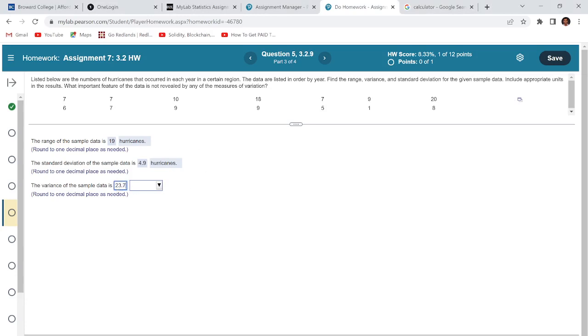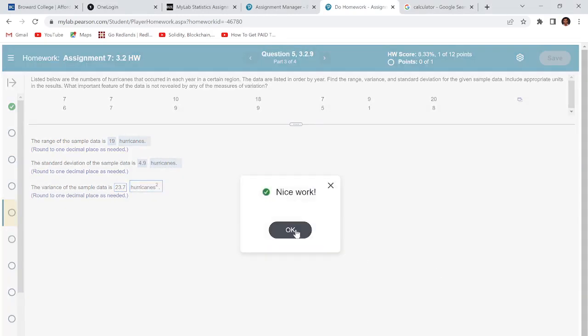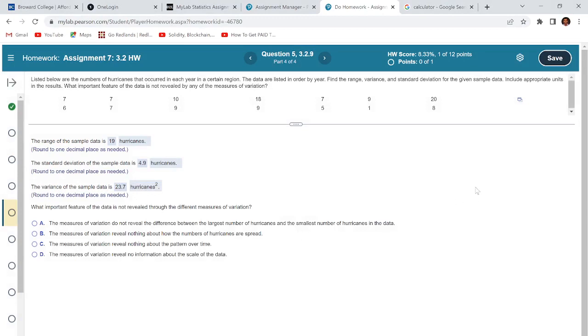And remember, variance is the square of the unit of the standard deviation, so here it is square of hurricanes. Okay, so now finally we found the range, variance, and standard deviation. Now we need to answer this question: what important feature of the data is not revealed through the different measures of variation? Okay, let's read the given options here.